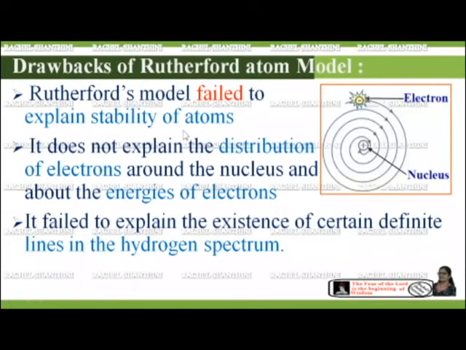In the previous session, we discussed the drawbacks of the Rutherford atom model. That is, it failed to explain the stability of atoms, the distribution of electrons around the nucleus, and the energy levels of the electron, and it failed to explain the lines in the hydrogen spectrum. These drawbacks led scientists to study more about the structure of atom.